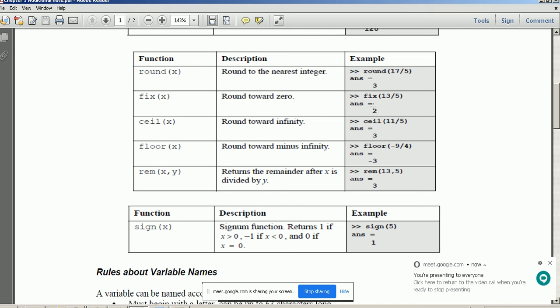Yes. But there is a difference between fix and ceil. Ceil takes the closest number to the highest value. For example, 11 divided by 5, you know it's 2 point something, right? But it gives me the highest value. That means the result is going to be 3.